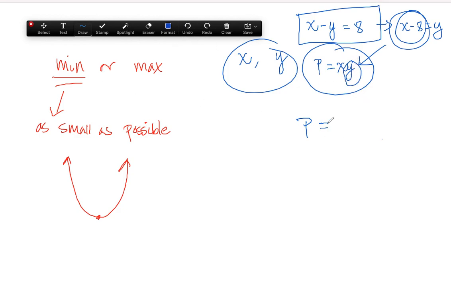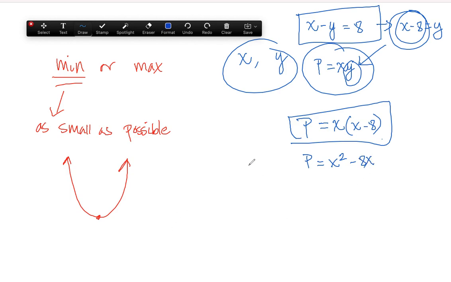We have the product p is x times y, but now it is x times, because we need an equation only in one variable, x minus 8. Got it. Now, if you want to get this in standard form, because here it's not the standard form or the vertex form. The vertex form doesn't have an x times another x, so we need to get to the standard form. So just FOIL. That means x squared minus 8x.